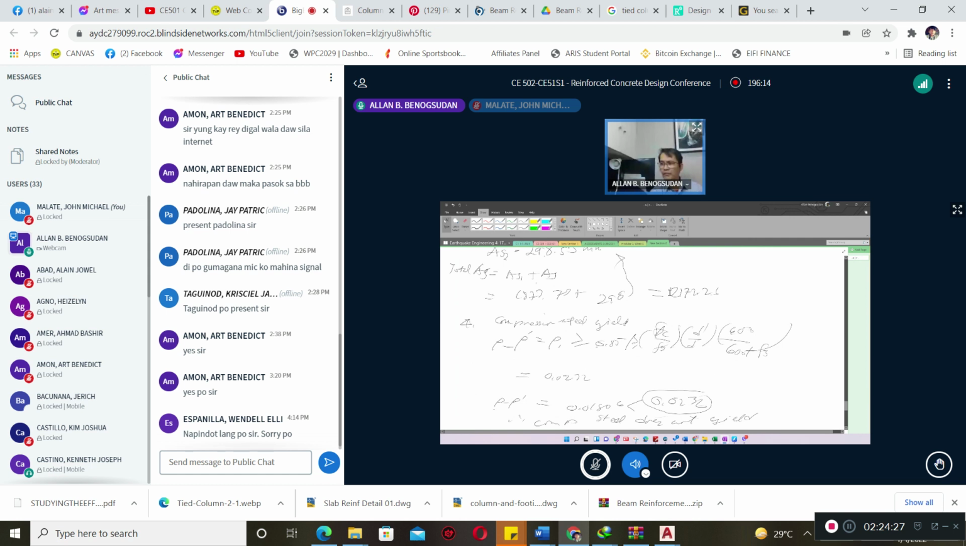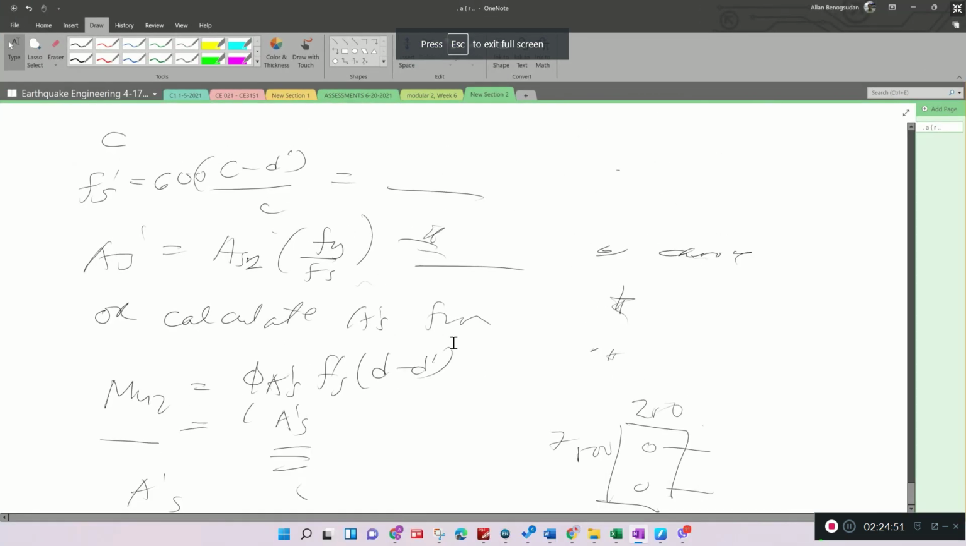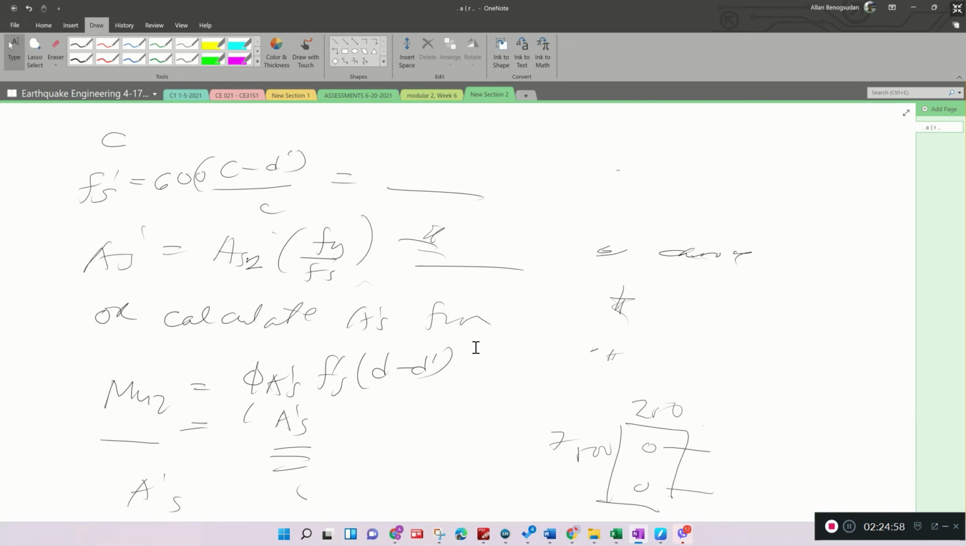Yung 2172, obvious, ito yung nasa bottom. Ito yung AS1, ha? Ito yung AS. Kasi dalawa AS at saka A prime S. Ito yung AS. Okay? So, 2172. Then, ito naman yung A prime S. Tama po ba, sir? 340 yung sagot po dyan. Ang dami na compute ko po. Saan sa tension na.